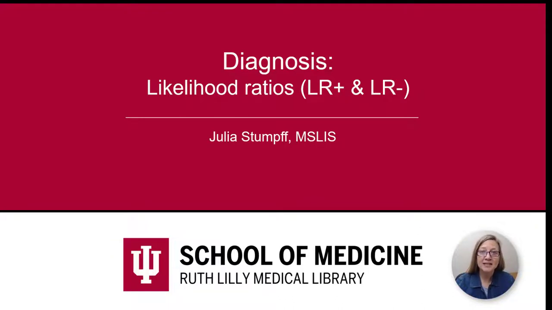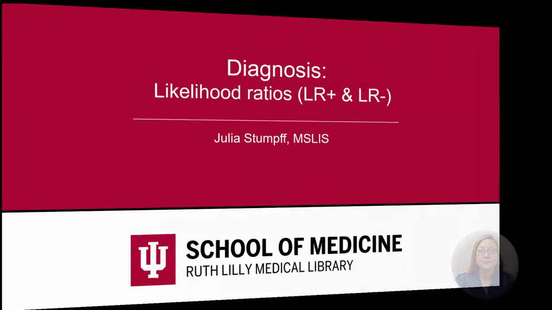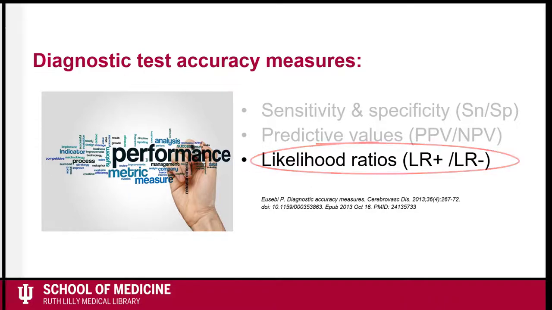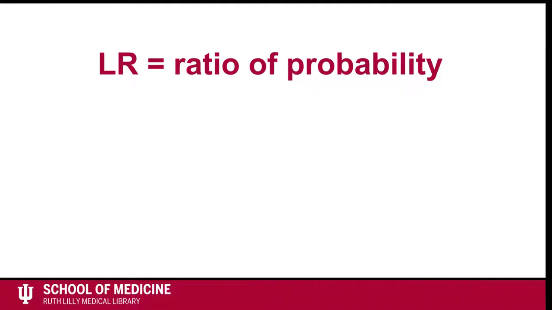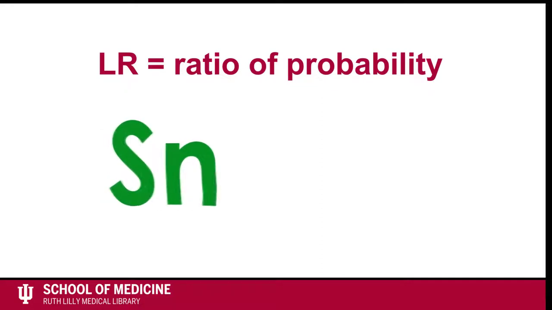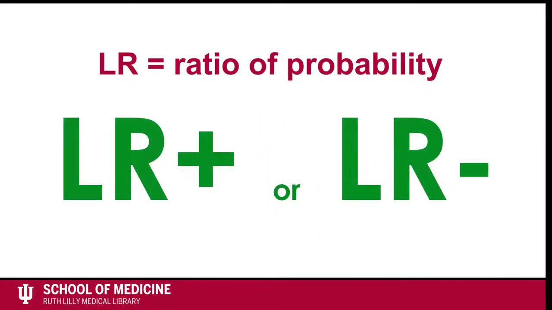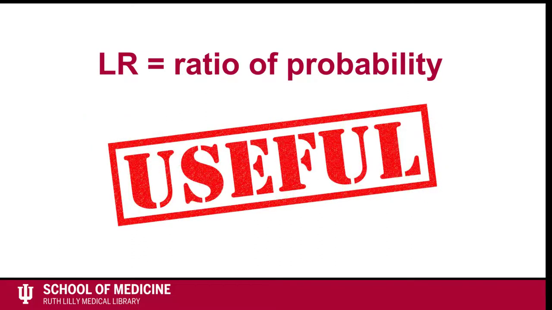This is the sixth video in our evidence-based medicine diagnosis series. In this video, we focus on likelihood ratios associated with diagnostic tests. Like sensitivity, specificity, and positive and negative predictive values, likelihood ratios help you choose and interpret diagnostic tests. Likelihood ratios are ratios of probabilities. They incorporate both sensitivity and specificity into a single number and are more useful than sensitivity and specificity measures alone.